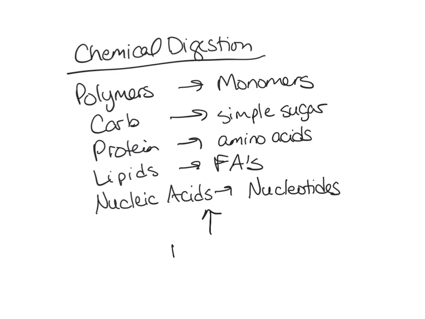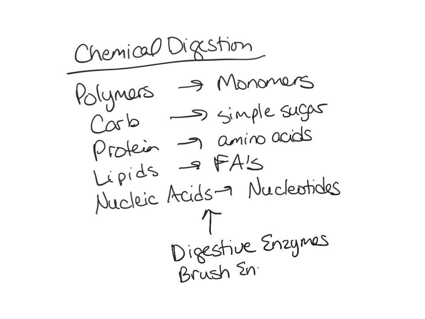It's digestive enzymes that start to break down those polymers into those monomers. And then after that, the brush border enzymes will break them down even smaller and will break down whatever remains. So we're going to look at each of the individual nutrients. We're going to start by looking at carbohydrates. Carbohydrate digestion begins in the mouth.